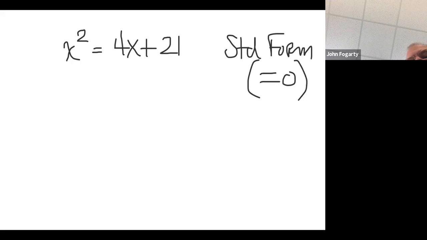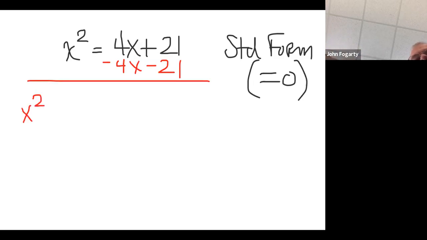So the first thing I'm going to do is move these two terms over, and I do that by adding the opposite. So there's the first thing I've done. Now all I got to do is factor the polynomial. So this is a quadratic trinomial.